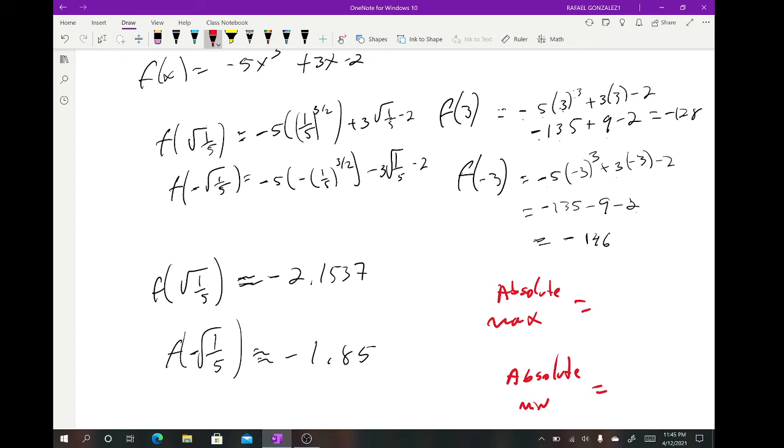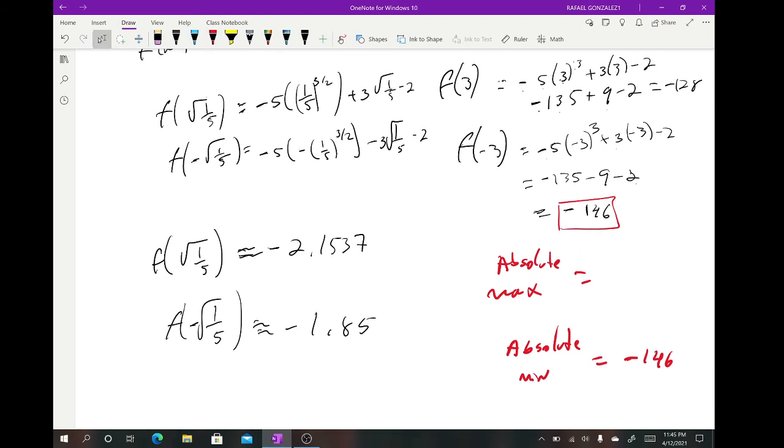Okay, so what is the lowest value here? Well, negative 146 is definitely the lowest value. So the absolute minimum is negative 146, and it happens at x equals negative 3. So the absolute minimum happens at the point, let's write it as a coordinate, negative 3 comma negative 146.